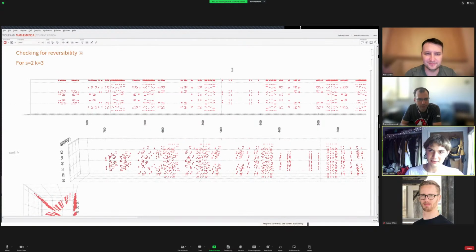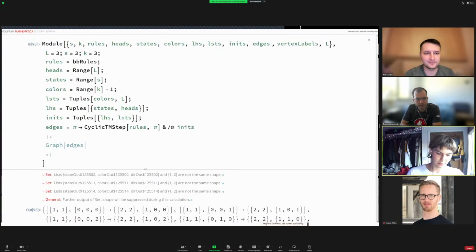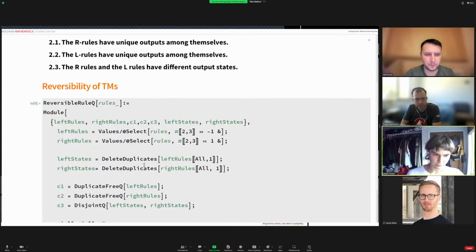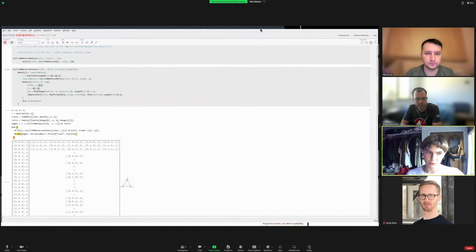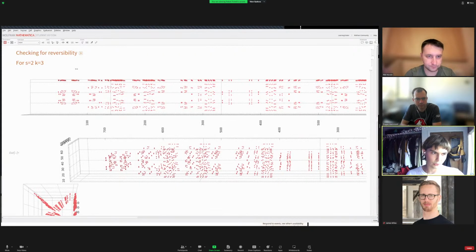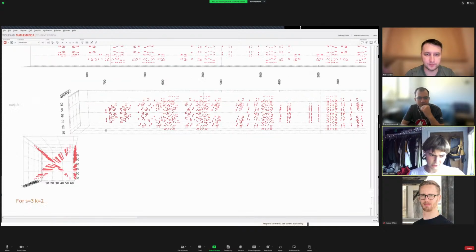So we have this criterion for reversibility, which is C1, C2, C3. So we can check a set of rules and see if it's reversible or not. When we do that for a specific S and a specific K, I enumerate through all the rules using my enumeration, and then check this condition. And you find that reversible rules are distributed like this.